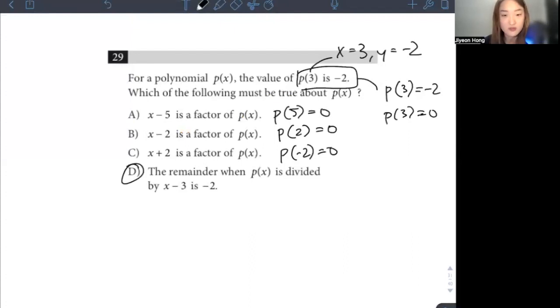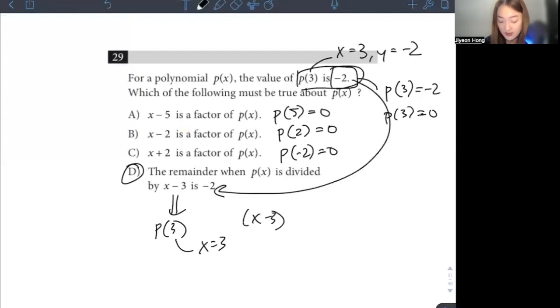If you want to go to the fundamentals of this, so p of 3, this is x equals 3, so it's basically saying when it divides by x minus 3, the remainder is -2. So I would go look into this, but the easy way of answering is that the information that they give does not let us conclude that there is a factor of p of x that we know about.